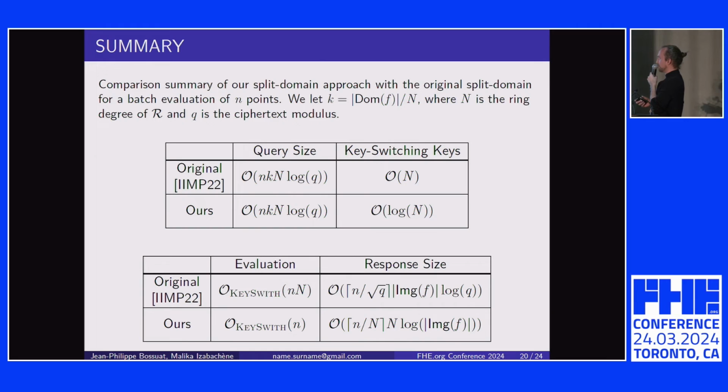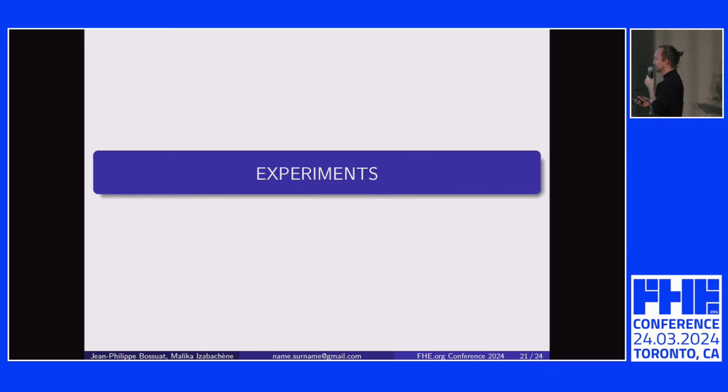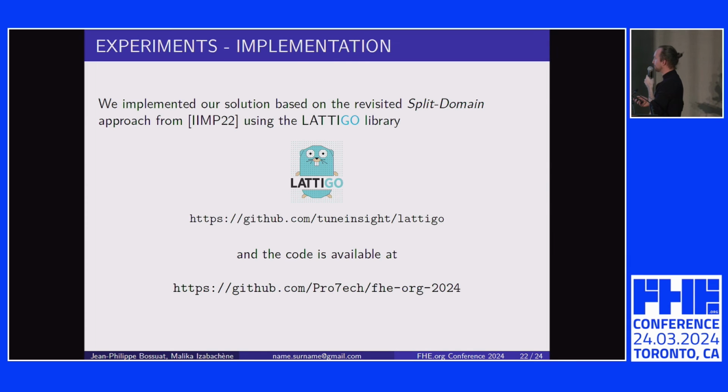So this is a summary with tables of the comparisons. We can see that the query size is the same because we encoded the same, and then the number of keys is asymptotically better as well as the evaluation, and the response size now is proportional to the number of points and not anymore to the size of the image of f. So concretely, what does this give us?